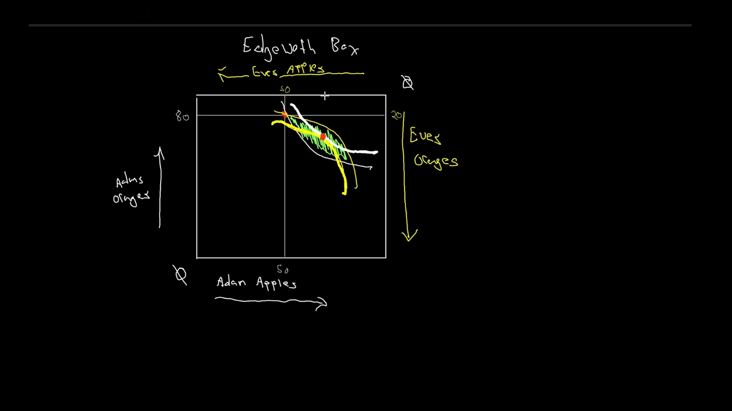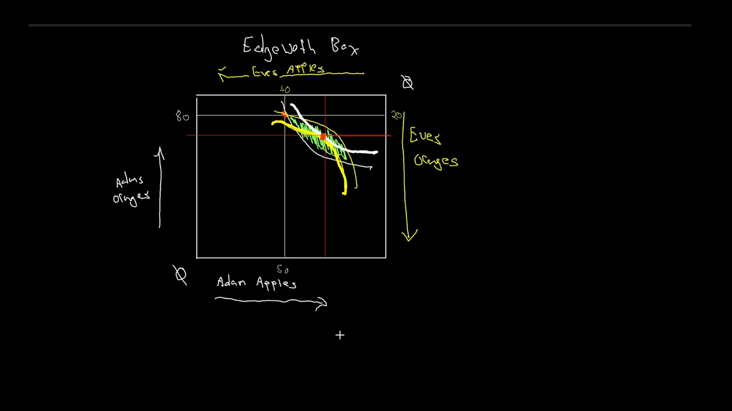Well, look at this. We could get to that point. We'll pretend that passes through there and make a straight line. There we go. We could get to a point such that, like this, both Adam and Eve are going to be better off.